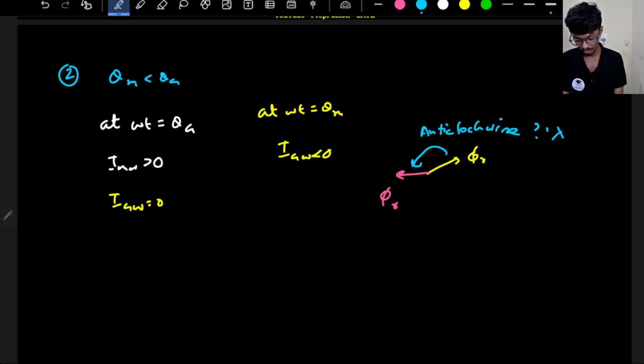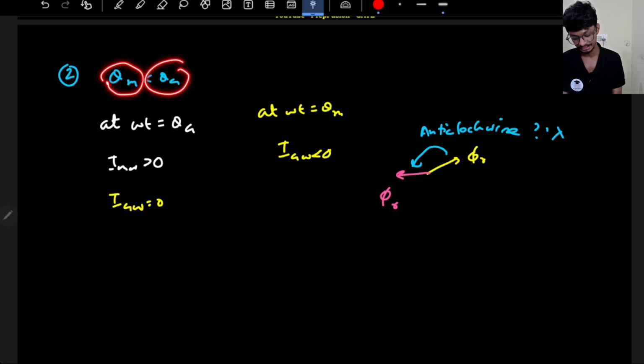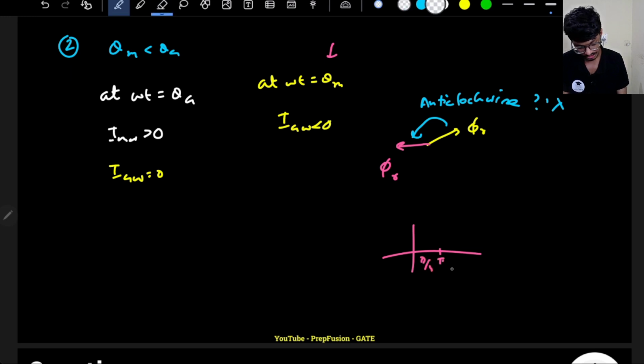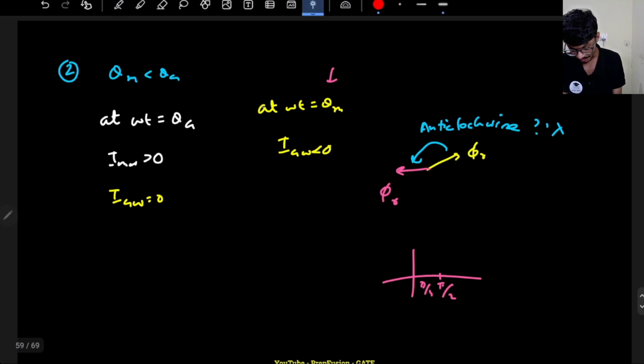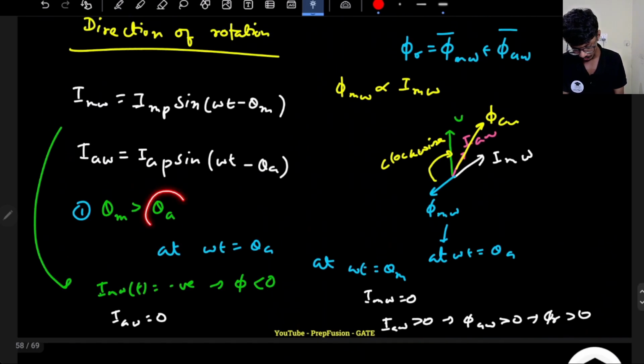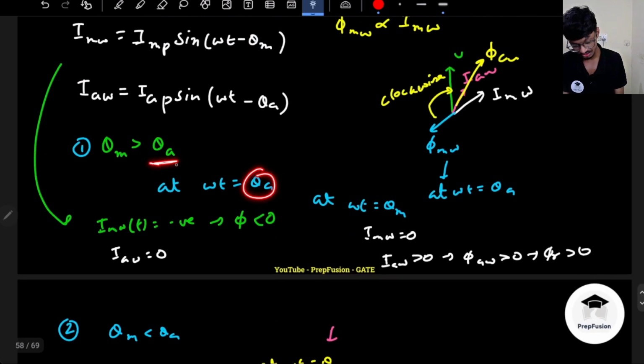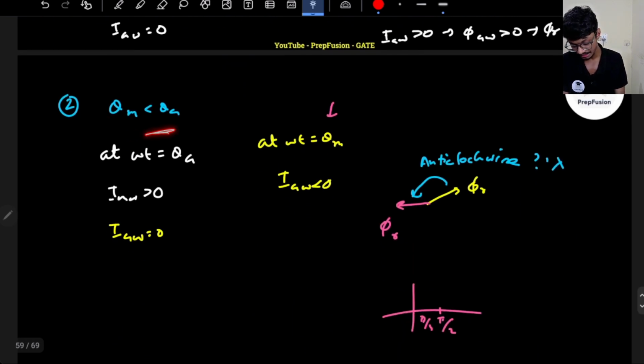It is incorrect, because my analysis is wrong. This time my theta m is smaller than theta a, so I should start my point with theta m. Basically omega t initially will be a lower value, pi by 4, then increase to pi by 2, something like this. So I will start with the lower value. Here theta a was lower, that's why I had started with theta a, but here theta m is lower. So this will be my starting point.